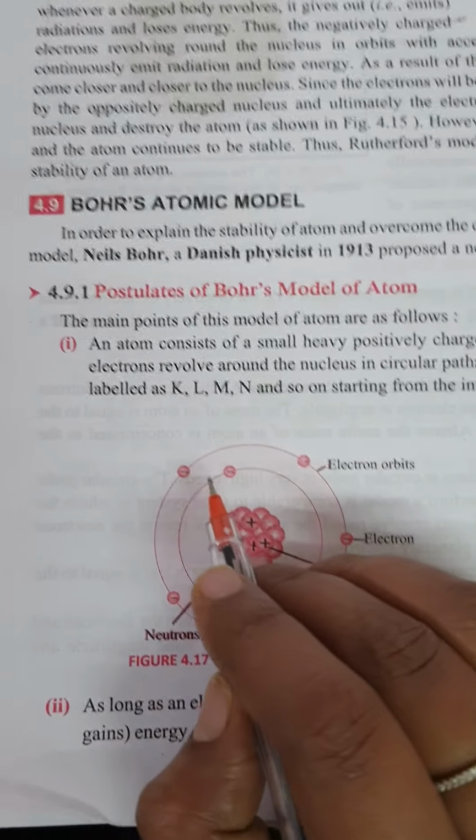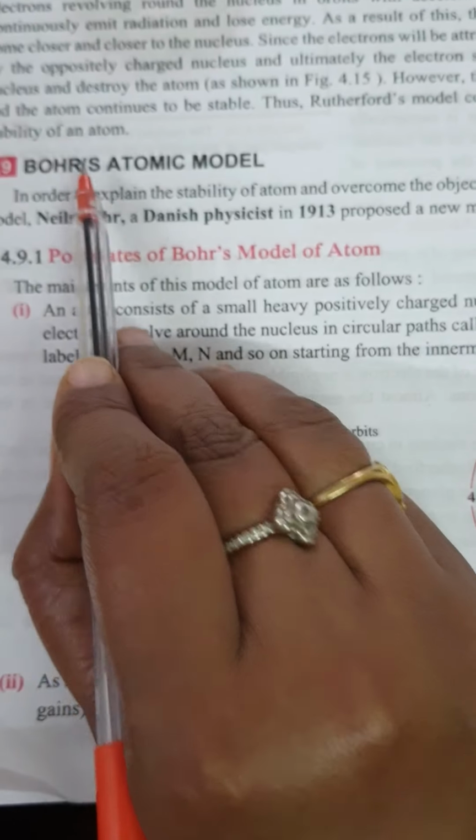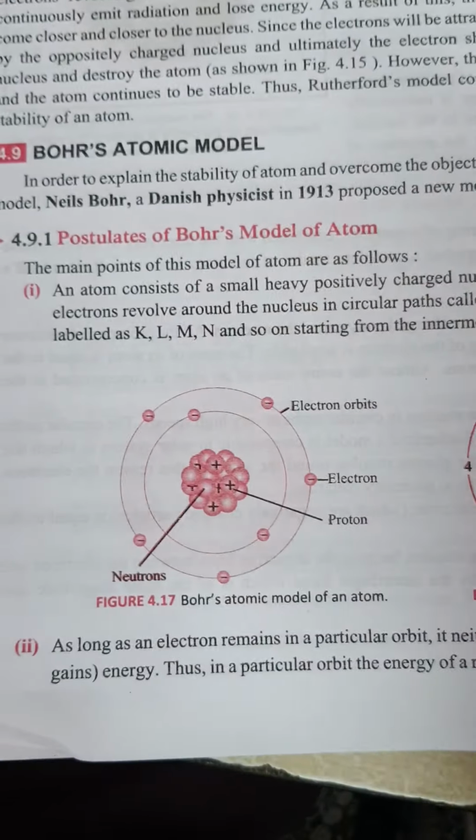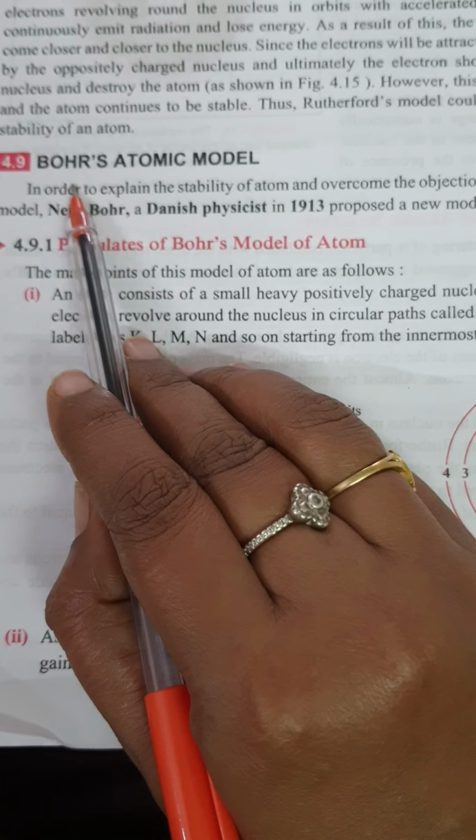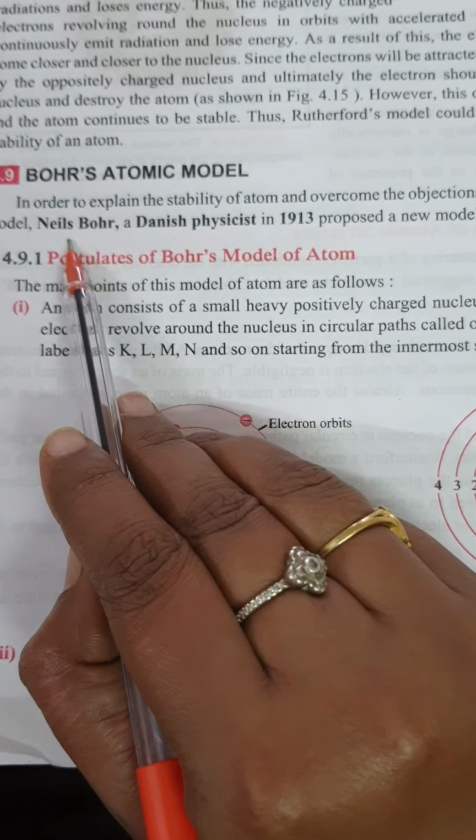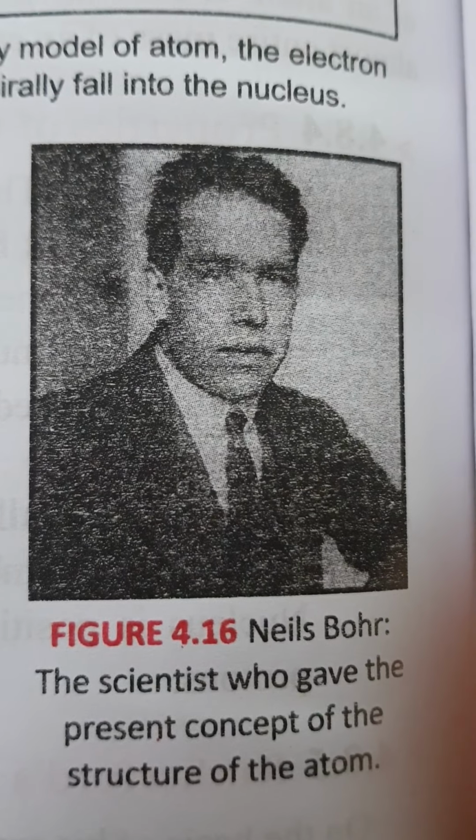Hello children, through this video you are going to learn about Bohr's atomic model. Who is Bohr? His full name is Niels Bohr and he is a Danish physicist. He proposed the atomic model in the year 1913. The atomic model we are using at present is called the Niels Bohr atomic model. Just look at the picture.